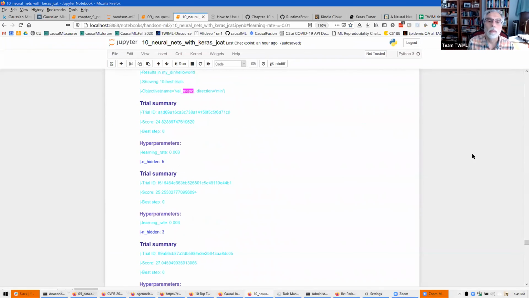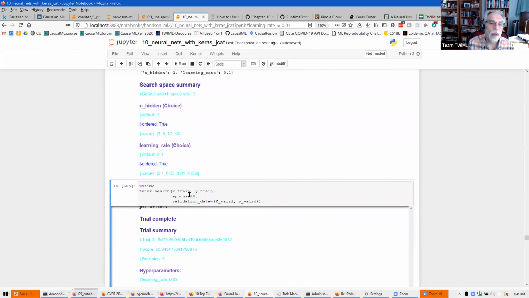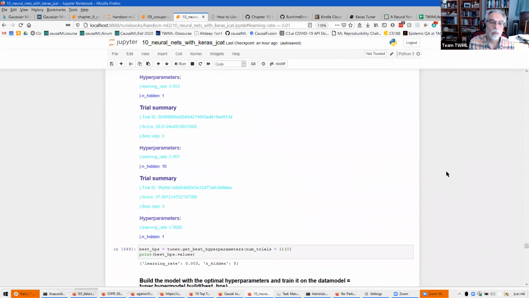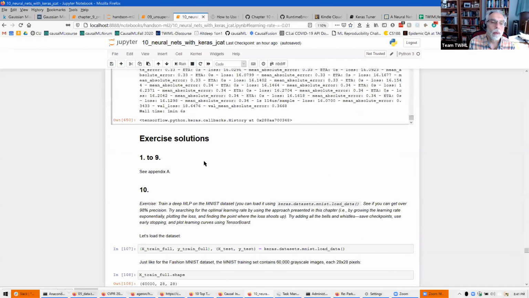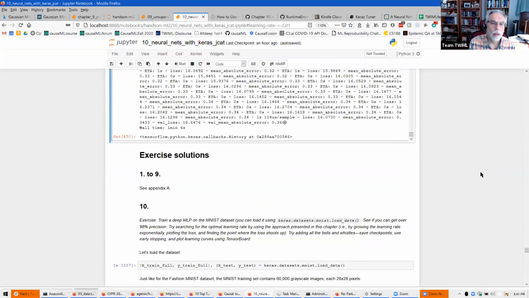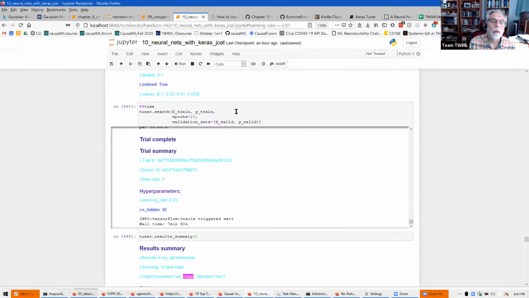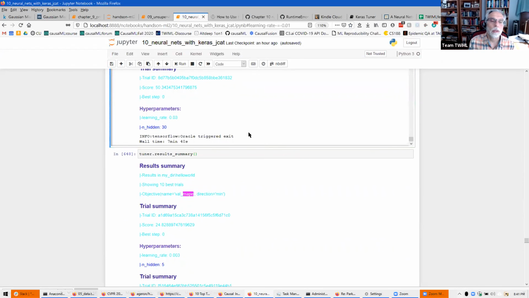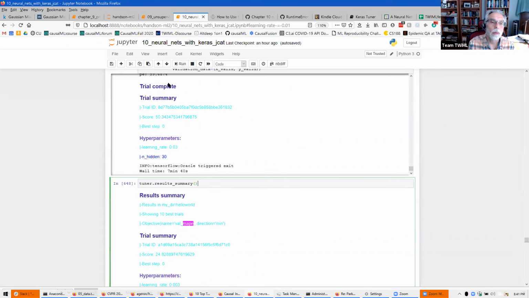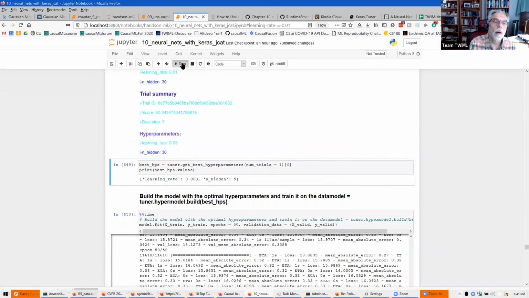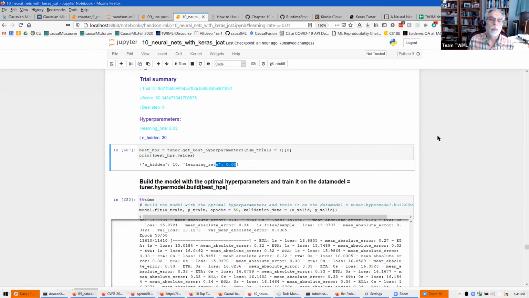Let's see what we got. Let's make sure I know where we finished. Oh, there it is. This is the one that took 7 minutes. Okay, so get the results of that and just quickly look at the best parameters: 10 hidden layers and a learning rate of 0.03. That's consistent with what we found before.